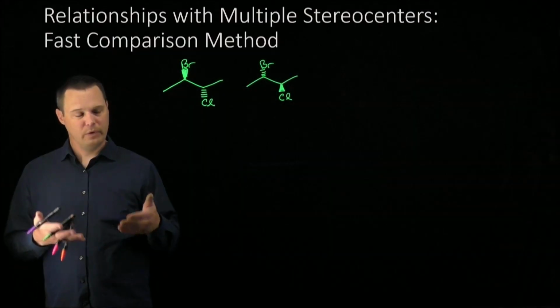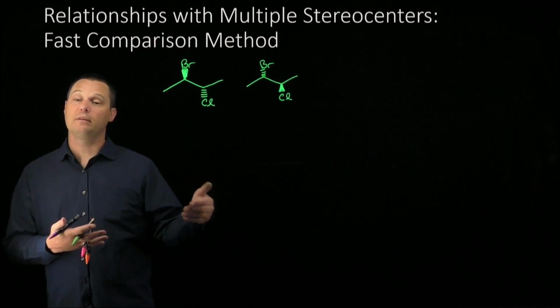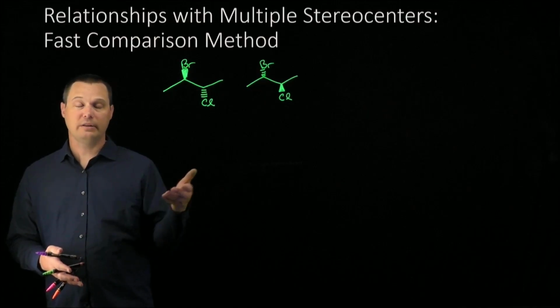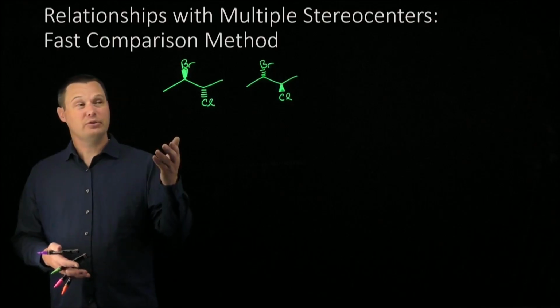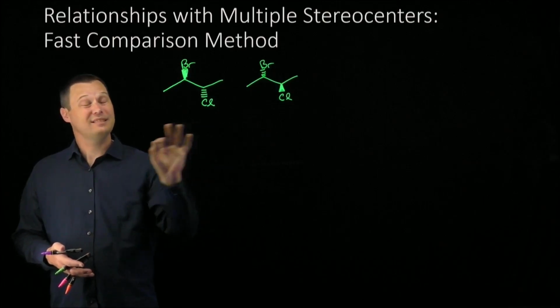In a previous video, we built a very comprehensive step-by-step method for determining if molecules were identical, enantiomers, or diastereomers, especially when the molecule had several stereocenters. In this video, I'll show you when you can move faster through the analysis and when you need to pump the brakes.